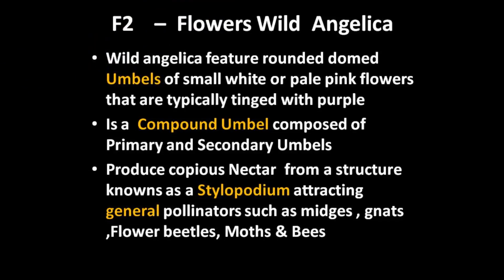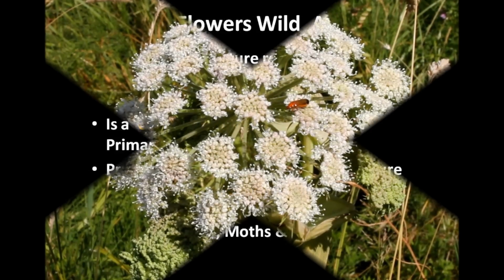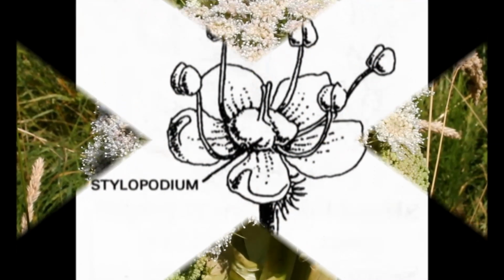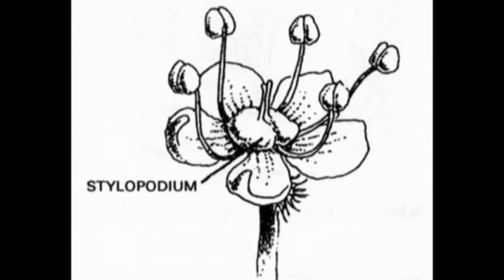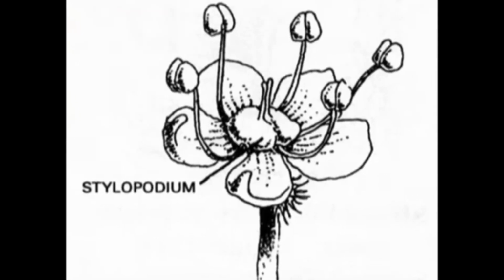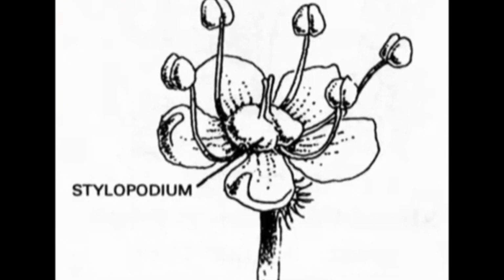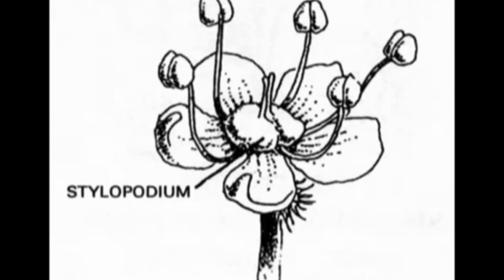Wild Angelica features a rounded, domed umbel of small white or pale pink reddish flowers which are typically tinged with purple. It is a compound umbel composed of primary and secondary umbels. It produces copious nectar from a structure known as a Stylopodium, which attracts general pollinators such as midges, gnats, flower beetles, moths and bees. The Stylopodium is the yellow disc-like structure situated at the centre of each floret, which is responsible for secreting copious amounts of nectar for the large variety of pollinators which visit it.